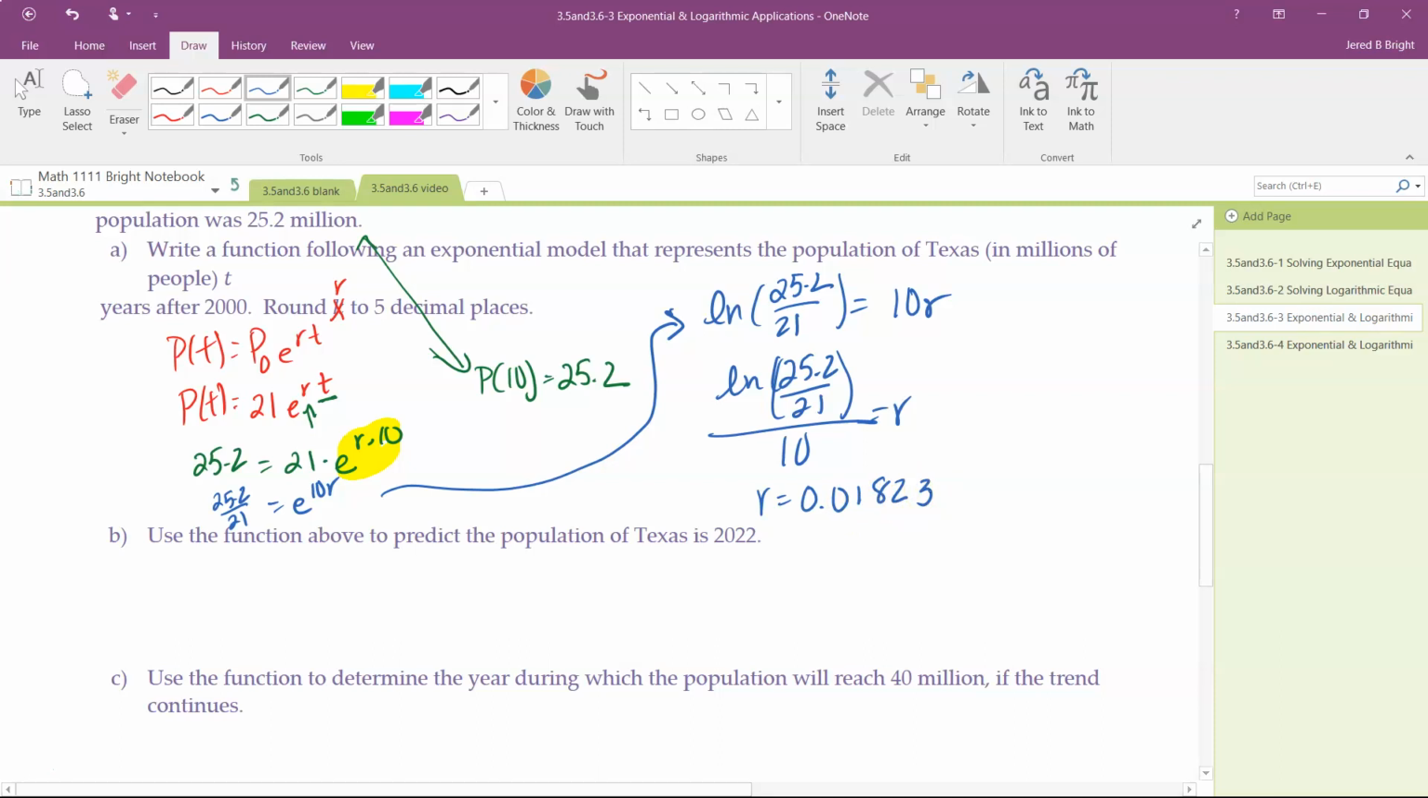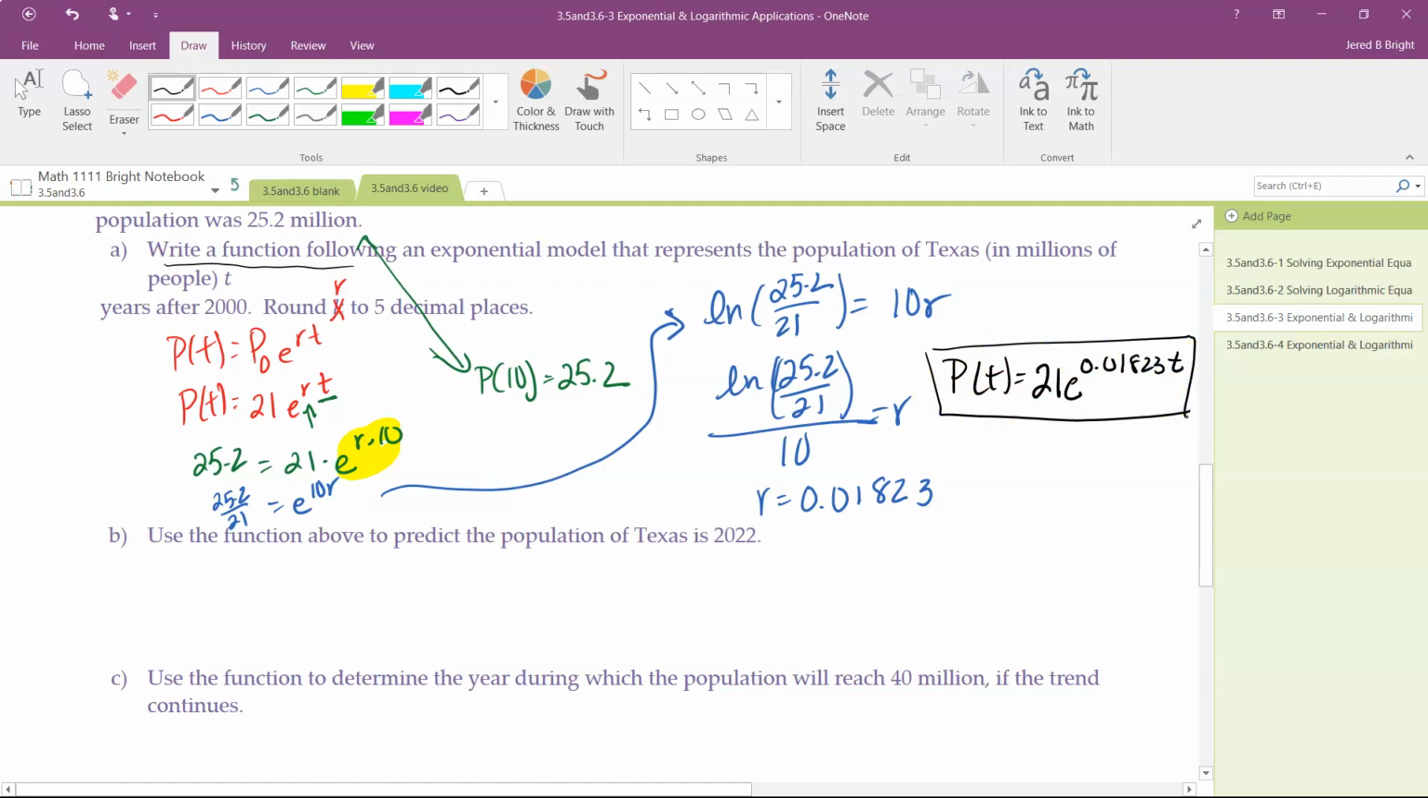Okay, so am I done? No, because it says write a function. Okay, follow the instructions. So P of t is equal to 21 e to the 0.01823 t. And then I'm done. I followed all the instructions.